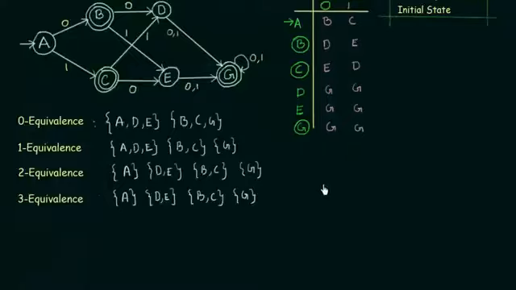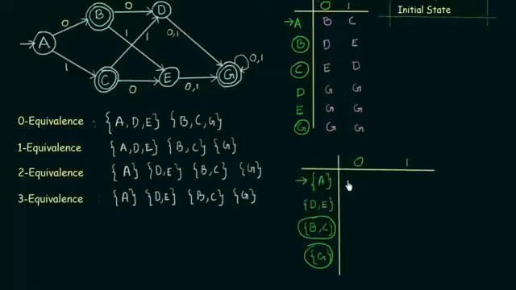Let me draw the transition table for the new minimized DFA. Here I have my transition table, where I have states A, DE, BC, and G. A was the initial state in the original DFA, so A is the initial state even in this one. In the original DFA, B, C, and G were final states, so here state BC is a final state and G is also a final state. Let us fill up this table. A on getting input 0, where does it go? It goes to B. So instead of B, we should write BC.